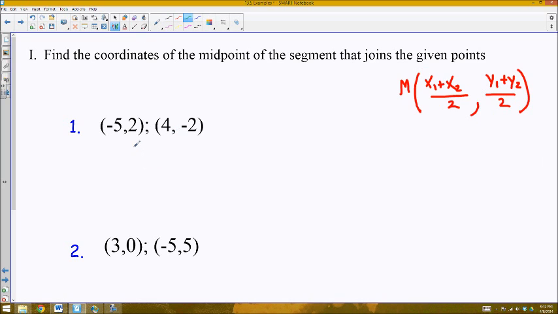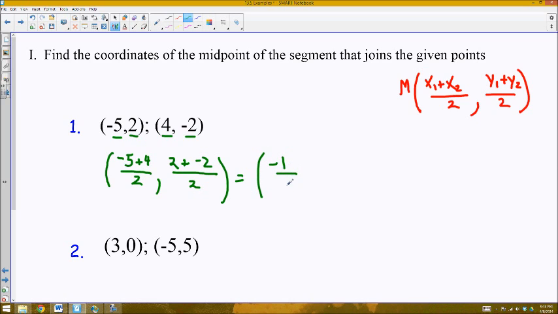So when I do this question, my midpoint will be the average of the X values, which is -5 plus 4 divided by 2, and then 2 plus -2 over 2, which is equivalent to -5 plus 4 is -1 over 2, and 2 minus 2 is 0, and 0 divided by 2 is just 0. So the coordinates of my midpoint are (-1/2, 0), and that's where they will occur for this segment.